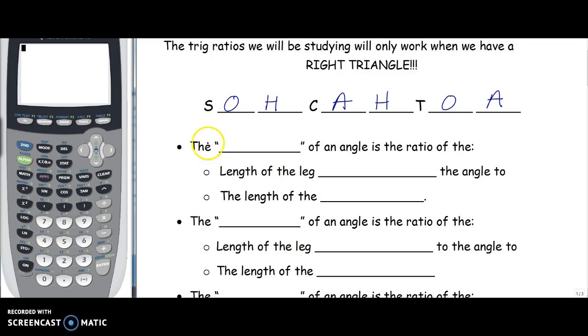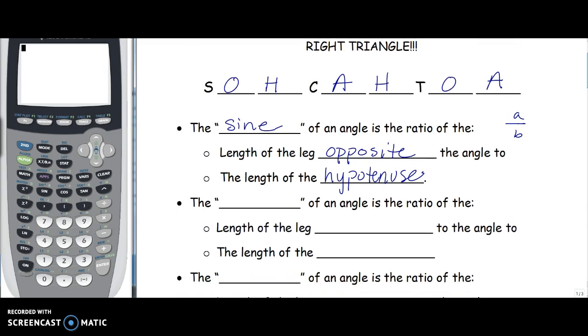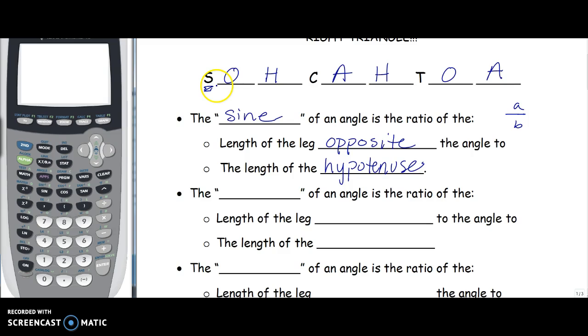So S is the sine, S-I-N-E. Sine of an angle is the ratio. So remember, ratio is when you come up with that fraction A over B or whatever it is. It's the length of the leg opposite the angle to the length of the hypotenuse. So again, this will make a little more sense once we see actually the triangle. So this is the sine.